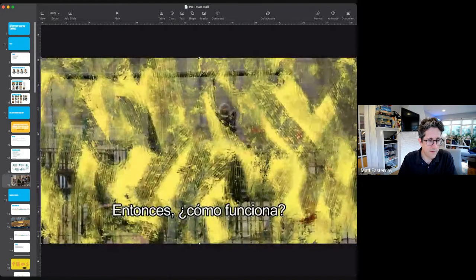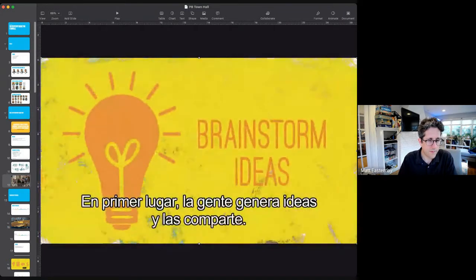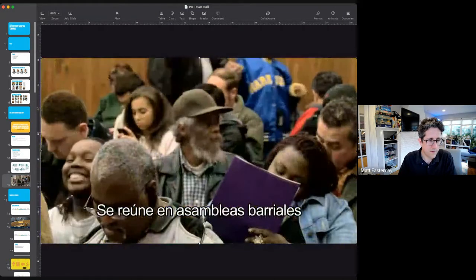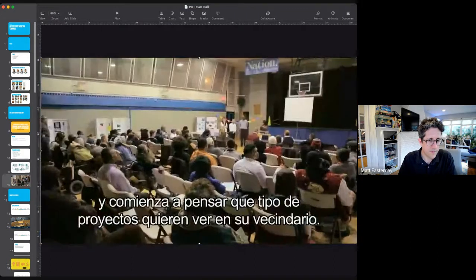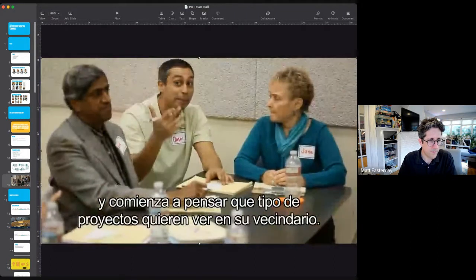So how does it work? First, people brainstorm ideas. They come together in neighborhood assemblies and start to think of what kinds of projects they would like to see in their neighborhood.